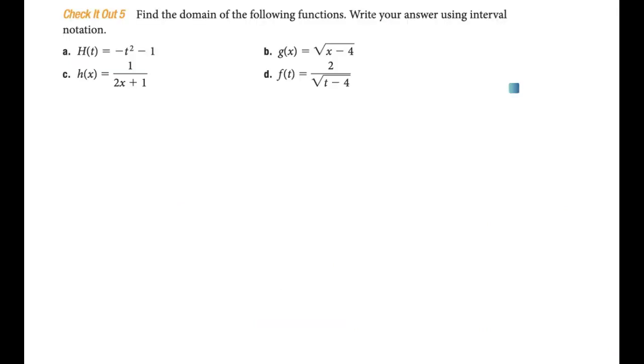So lastly, what I'd like you to do is try these 4 different problems and write your answers in interval notation. So you're just going to put A, B, C, and D and put the answer in the Edpuzzle. Good luck. Let me know if you have any questions in class.